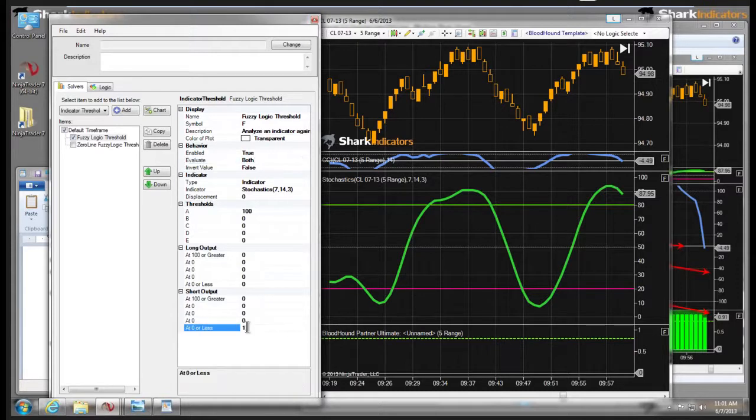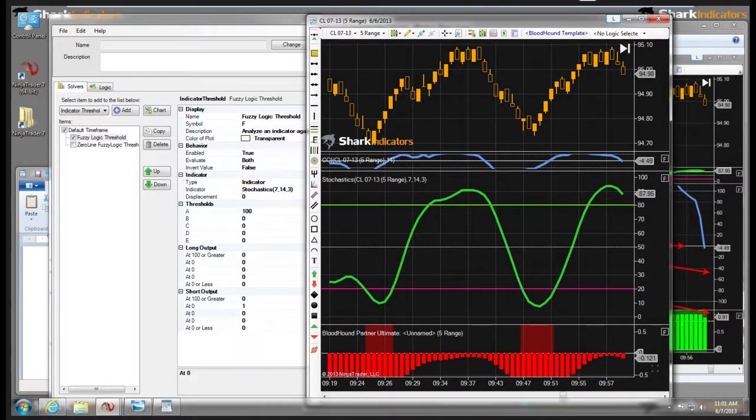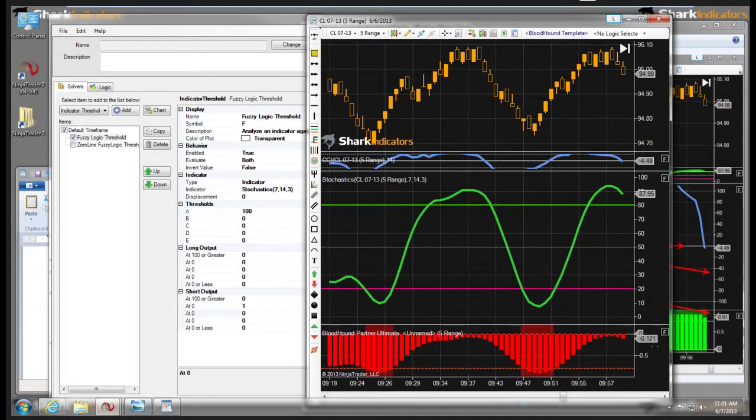And oh, sorry. I need to work up here. And I need to slide the scaling up. There we go.